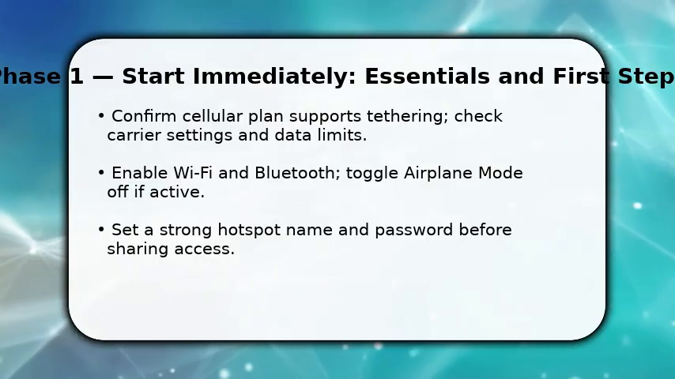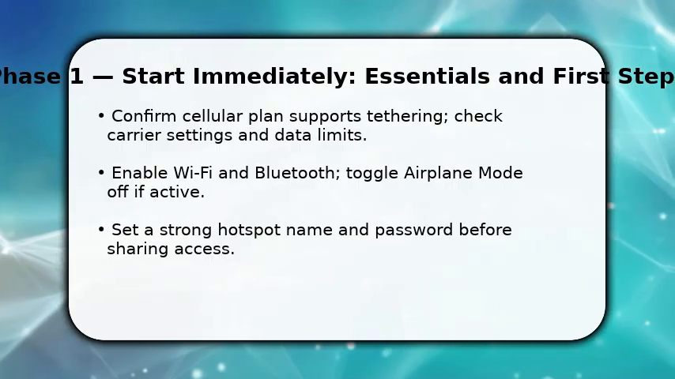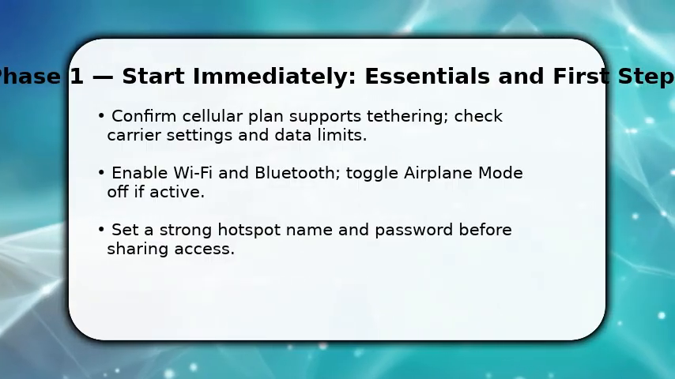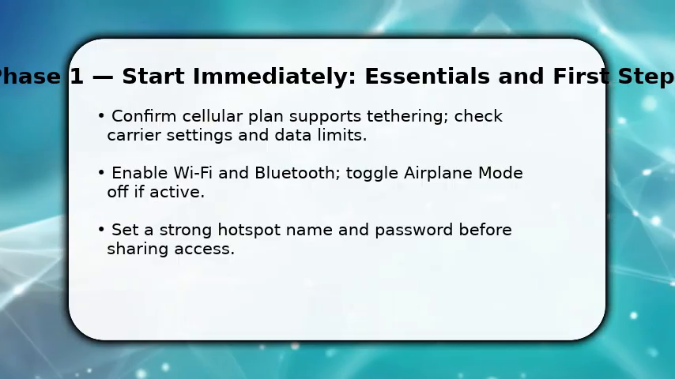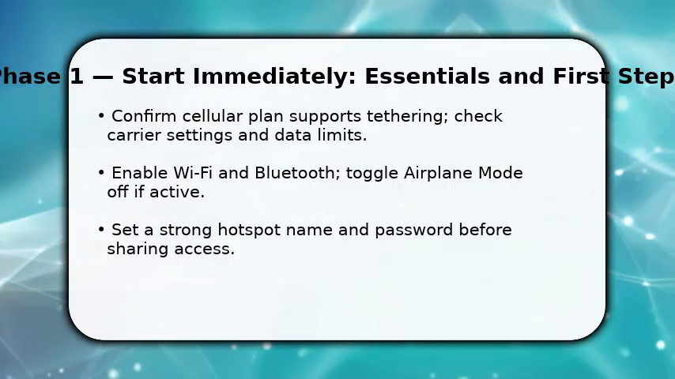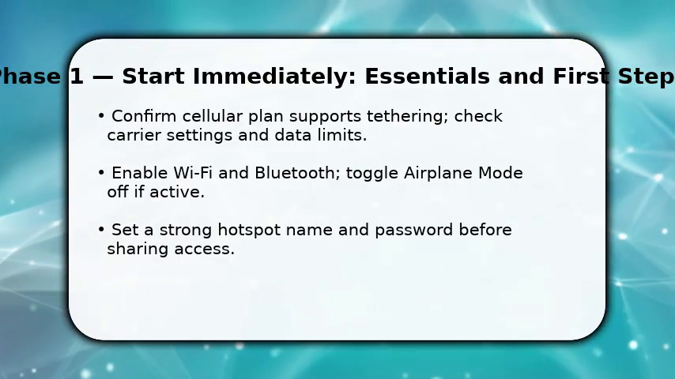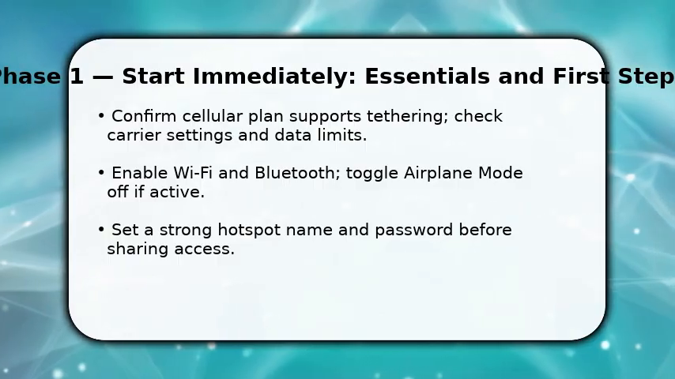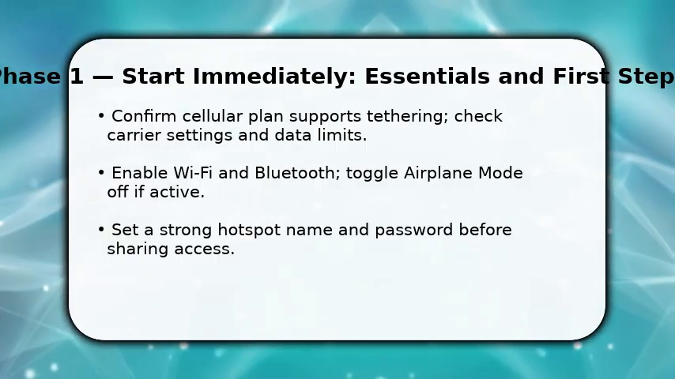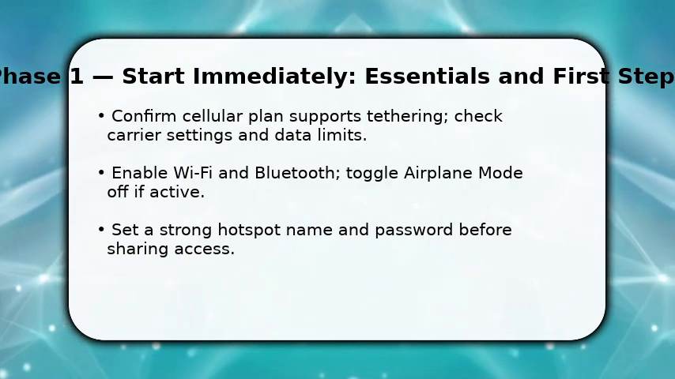Open settings to the personal hotspot section, set a recognizable network name and a strong password so others can't join. Once done, leave the hotspot screen open while connecting devices. This keeps the service active. These first steps reduce friction and prevent carrier or device blocks that stop sharing.